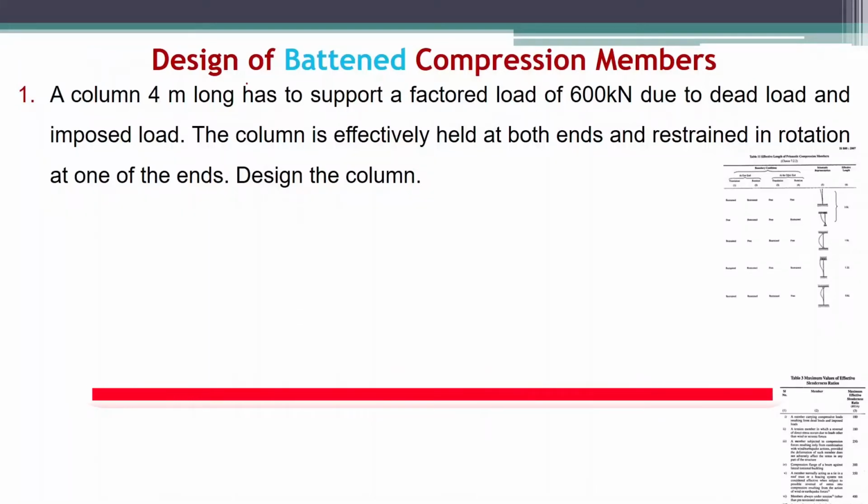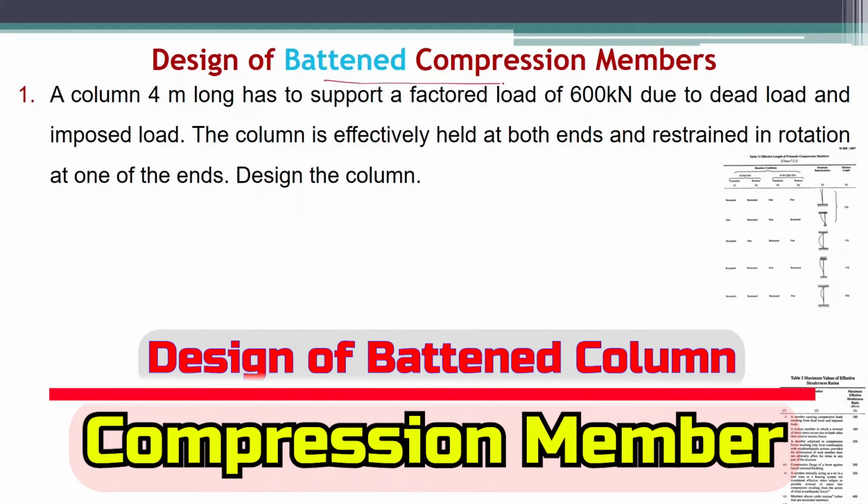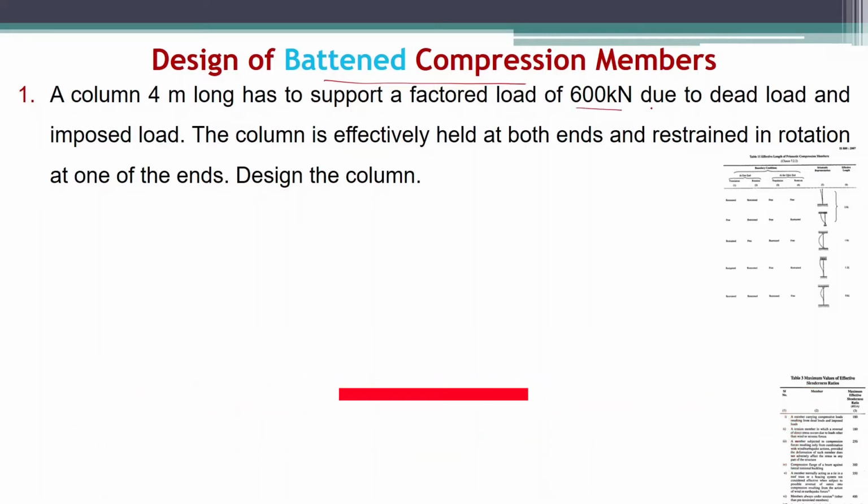Today we are going to discuss the numerical design of a battened compression member. A column 4 meter long has to support a factored load of 600 kilonewton due to dead load and imposed load. So this factored axial compressive load of 600 kilonewton is because of dead load and the live load from the structure. The column is effectively held at both the ends and restrained in rotation at one of the ends.